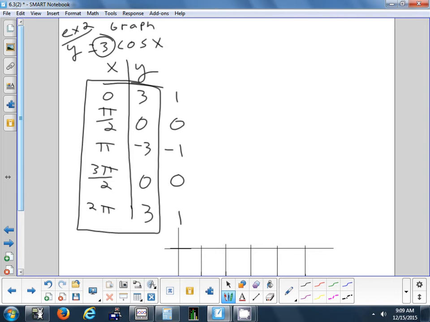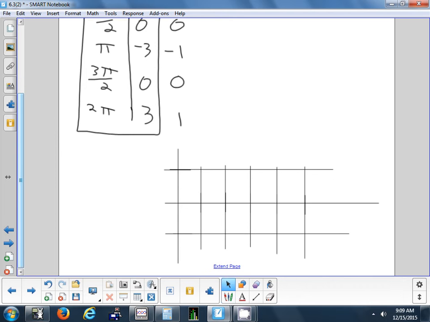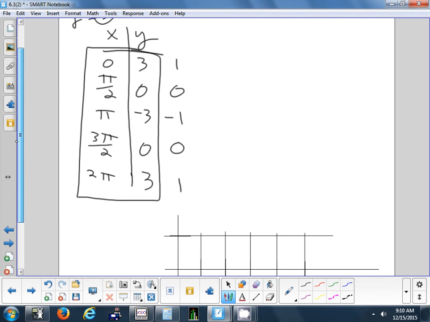And those are our 5 points for 3 cosine x. Any questions on getting those coordinates? All right, so now we're going to graph it. What's the highest and lowest I need to go?